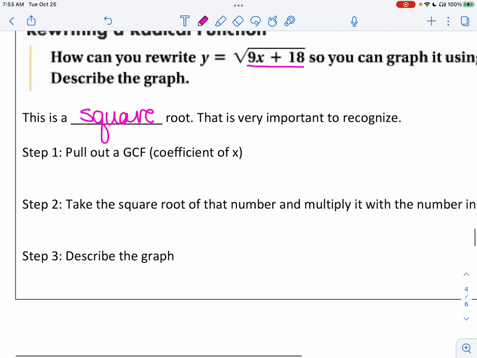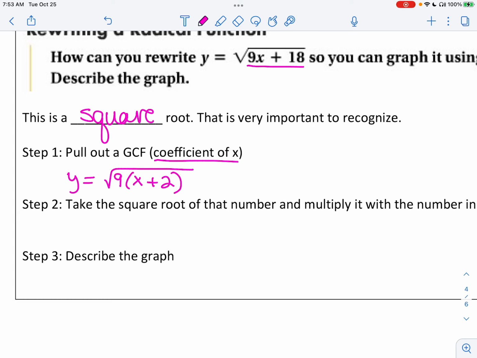You're going to pull out a GCF, or really just the coefficient of x. So we'll write y equals, but instead of leaving it as it was, you're going to pull out a 9 like this on the inside. So you divide everything by 9. So that becomes x plus 2. Now what you're going to do is take the square root of that number. So the square root of 9, because there's a multiplication symbol here, we're allowed to do that. We're allowed to write a 3 on the outside and leave x plus 2. This is the simplified form.